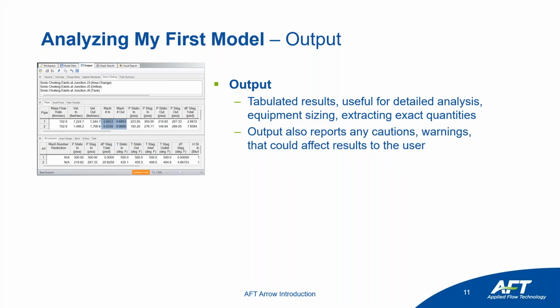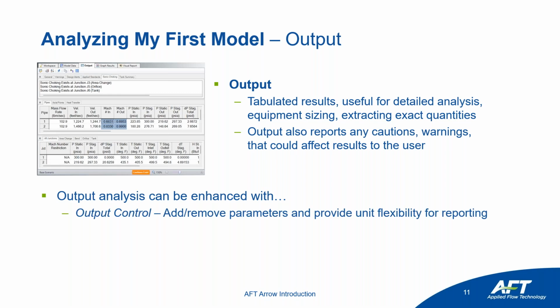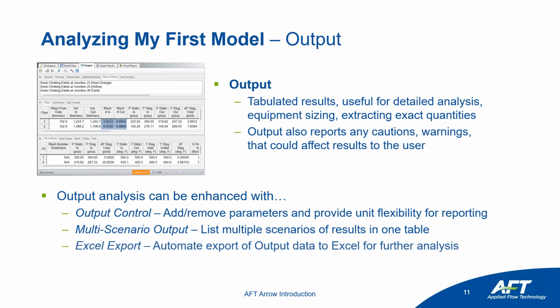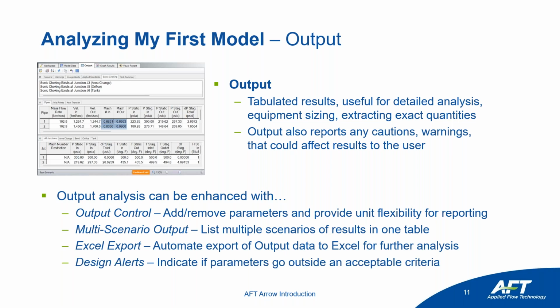Again, as an introduction, it's unfortunate because there are so many other features that we can go through. We saw how in output control, we can add and remove our parameters and adjust our unit flexibility. We can also show multi-scenario output, so we'll get into scenarios a little later in the presentation, but how can we compare the results from those different cases we're analyzing? We can automate the export of this analysis to Excel, and then we can also add things like design alerts that indicate, hey, maybe I have a maximum velocity for these different pipes.